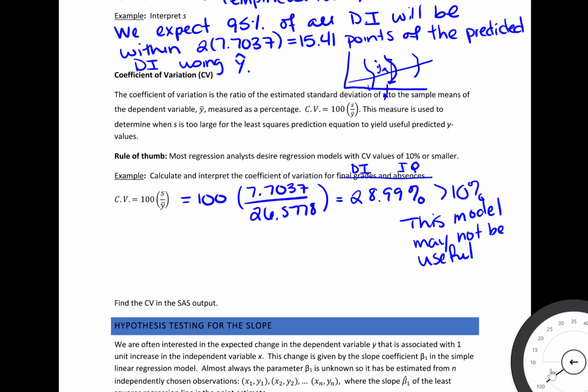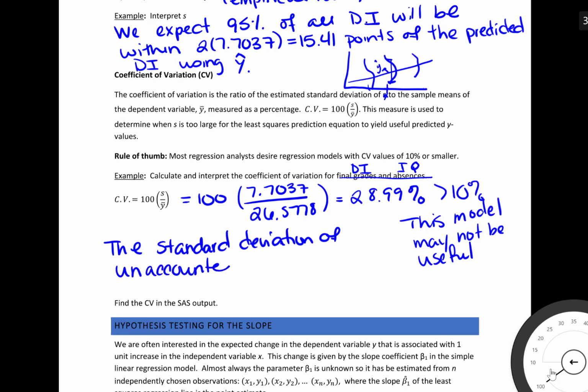And so in terms of the interpretation here, what we're saying is that the standard deviation of unaccounted error is approximately 29% of the delinquency index.